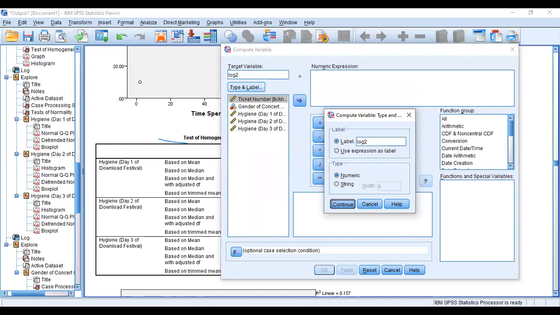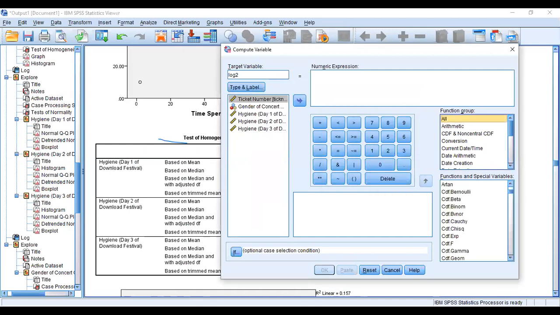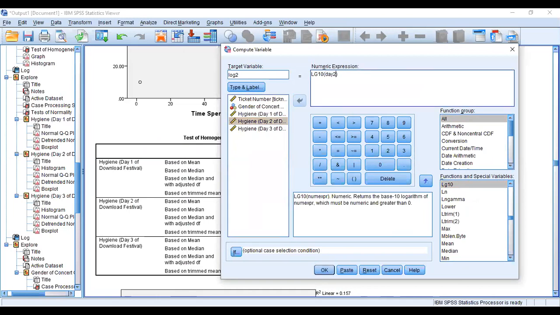I will tick all and select the log. Okay, so log is log 10. I will select log. Where is log 10? Here I am selecting log 1, log here. So I will select day 2 data plus 1.